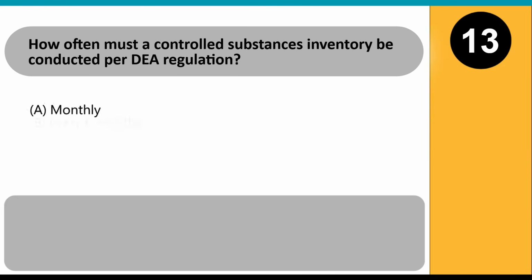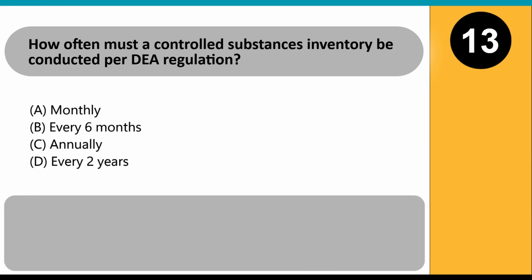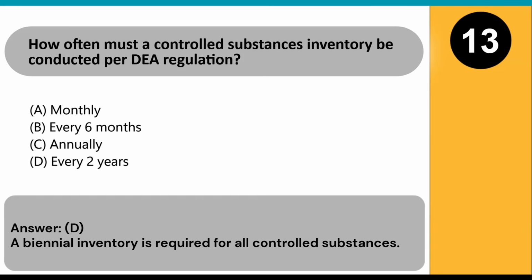How often must a controlled substances inventory be conducted per DEA regulation? A. Monthly. B. Every 6 months. C. Annually. D. Every 2 years. Answer: D. A biennial inventory is required for all controlled substances.